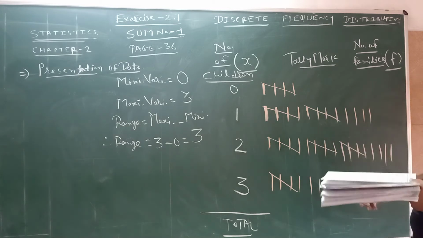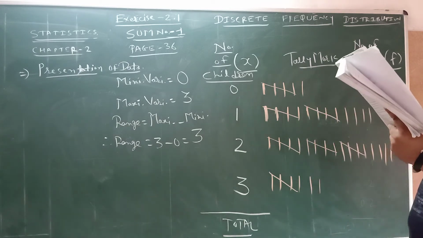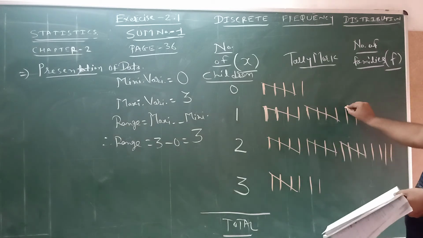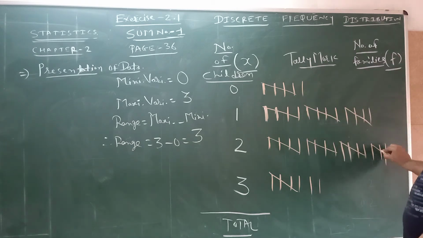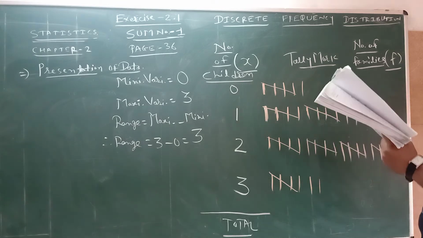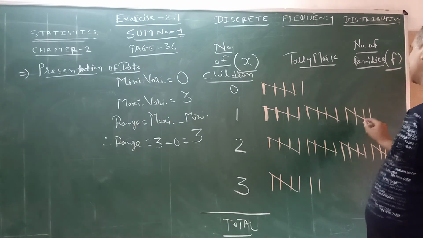Then 0. After that 1. Then again 2 times 2: 2 and 2. And at last it is 1.